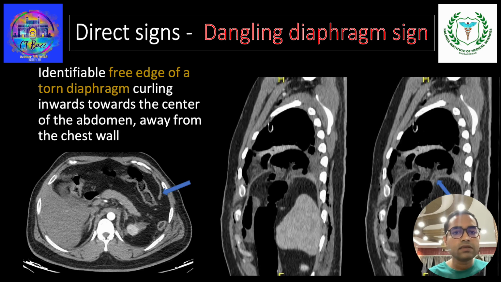Then direct signs. Dangling diaphragm sign. It's an identifiable free edge of a torn diaphragm curling inwards towards the center of the abdomen away from the chest wall. Here in this image you can see the diaphragm dangling down and curling inwards towards the abdomen. Here also we can see the same.